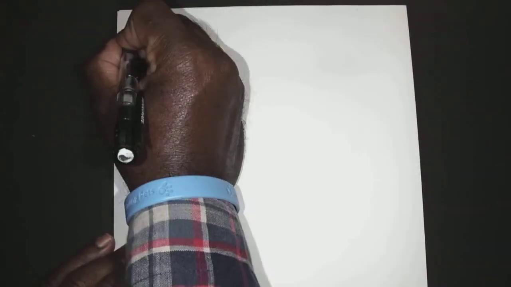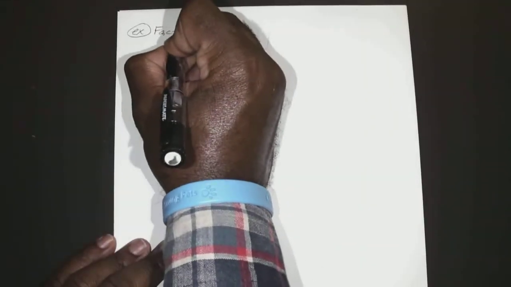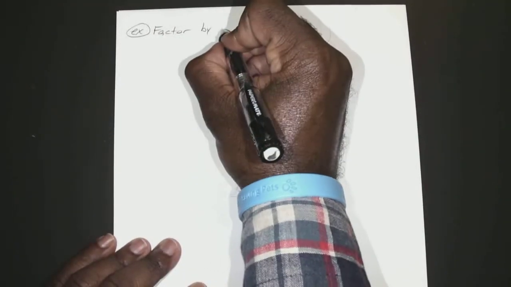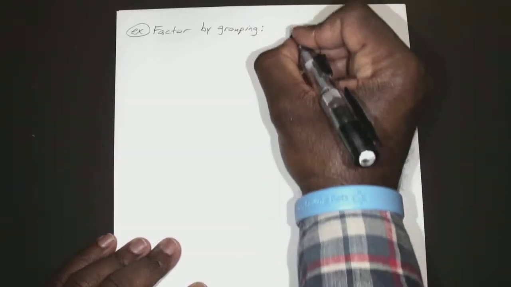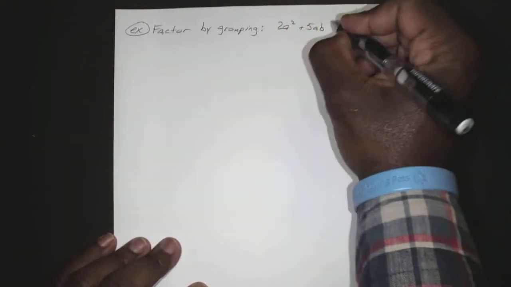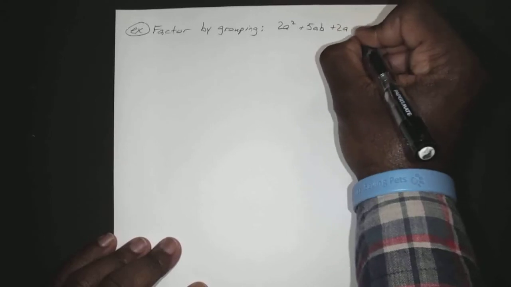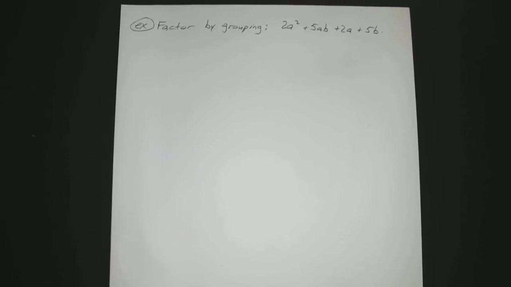All right, so let's say if we wanted to factor by grouping, 2a squared plus 5ab plus 2a plus 5b. And I'll let you start on that one.